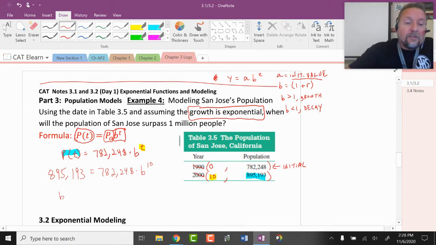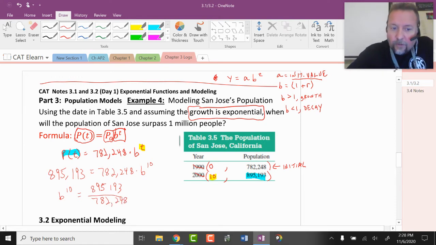And then hopefully you understand what you would do in order to solve for this. B to the 10th equals 895,193 divided by, am I doing this right? Divide both sides by 193,782. And you should know that this is growth. I mean, look, the population went up over the years.